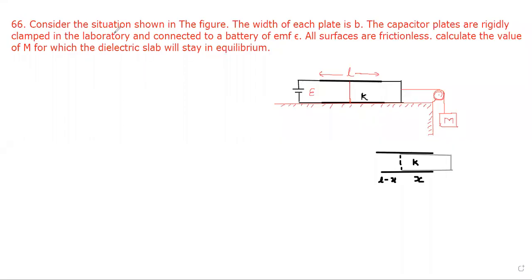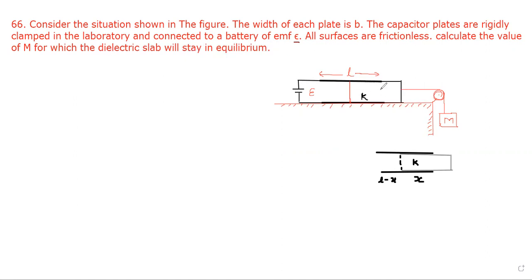Question number 66. Consider the situation shown in the figure. The width of each plate is B. The capacitor plates are rigidly clamped in the laboratory and connected to a battery of EMF epsilon. All surfaces are frictionless. Calculate the value of M for which the dielectric slab will stay in equilibrium.